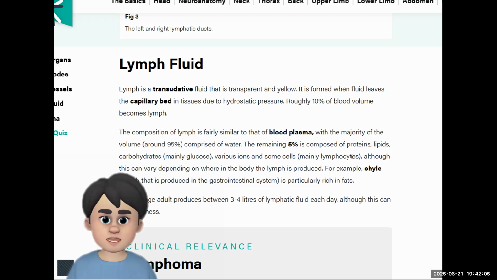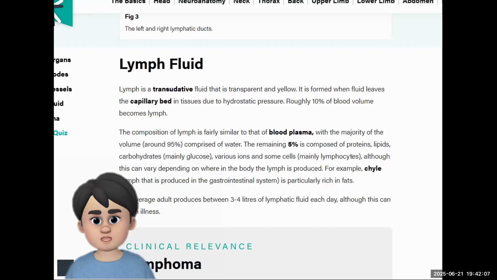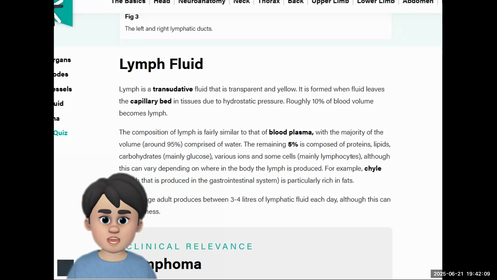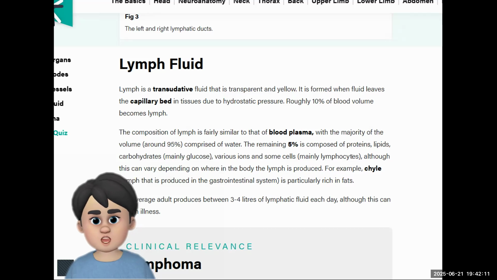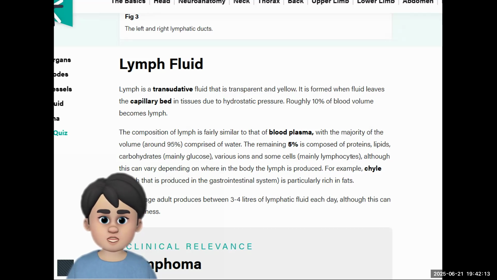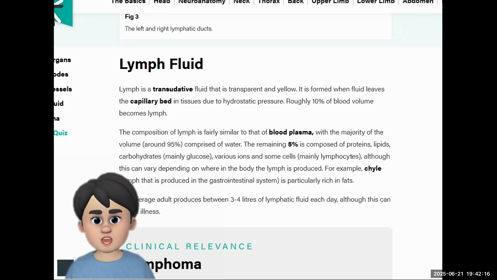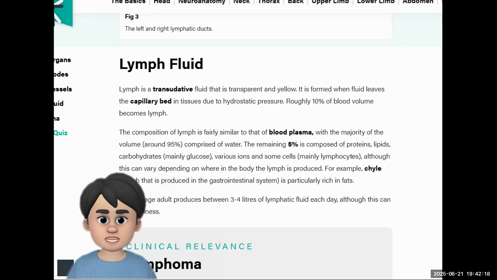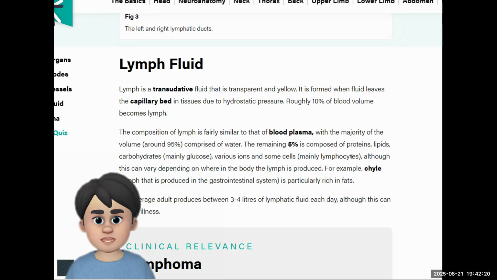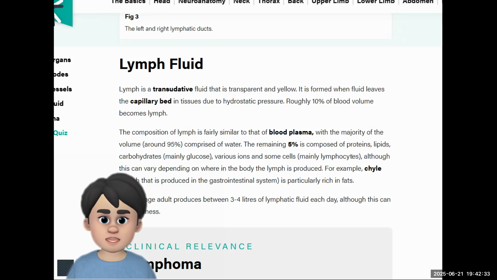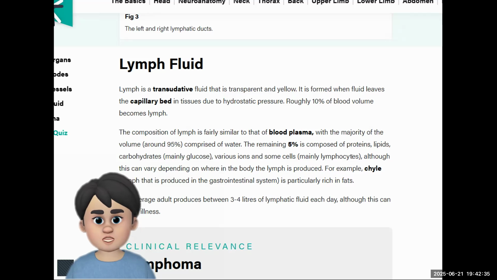The composition of the lymph is fairly similar to the blood plasma, with the majority of the volume, around 95%, comprised of water. The remaining 5% is comprised of protein, lipids, carbohydrate, mainly glucose, various ions and some cells, mainly lymphocytes. Although this can vary depending on where in the body the lymph is produced. For example, chyle, lymph that is produced in the gastrointestinal system, is particularly rich in fat.